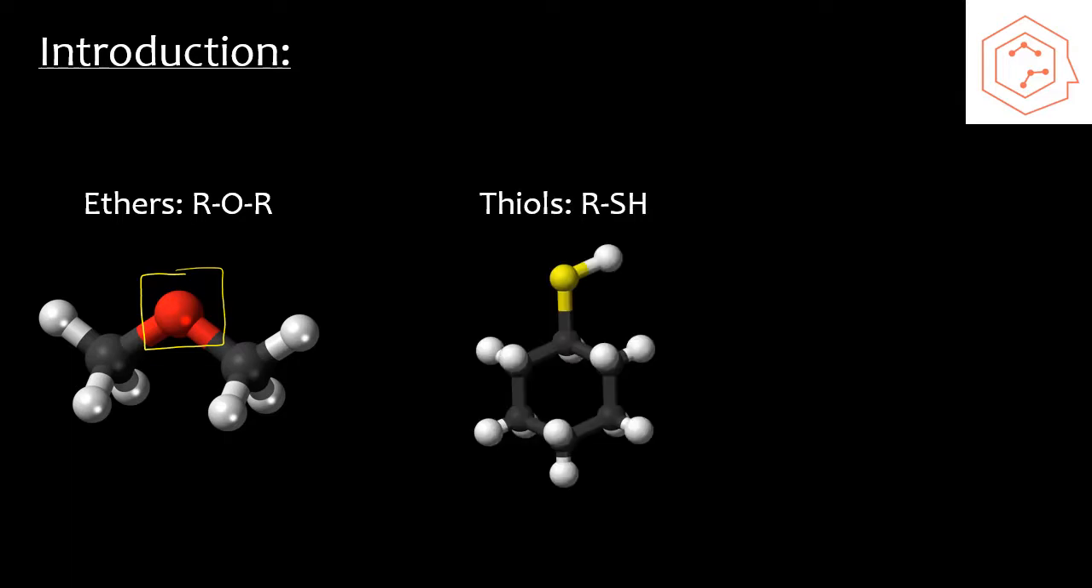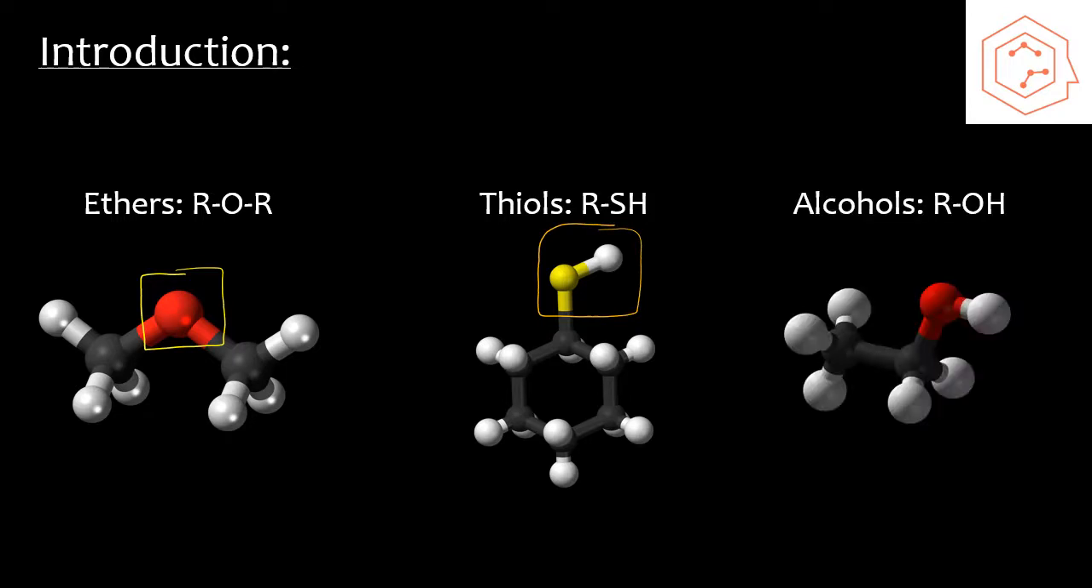Next we have thiols. Thiols are any organic molecule that has a sulfhydryl group bonded to the main carbon chain. A sulfhydryl group is simply composed of 1 sulfur and 1 hydrogen. And in this diagram we see this group represented here, where the sulfur is in yellow and the hydrogen is in white.